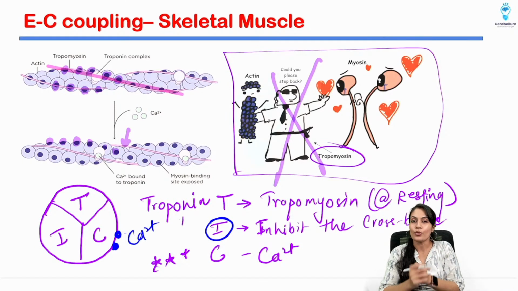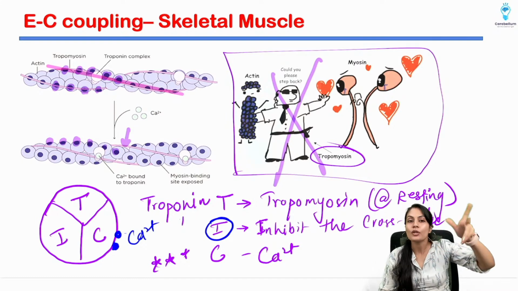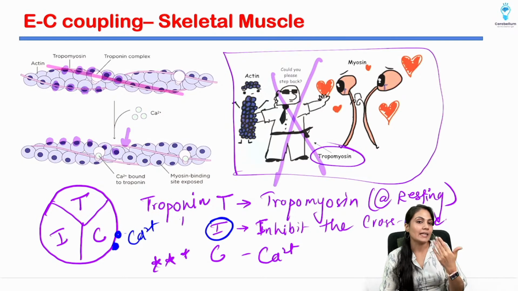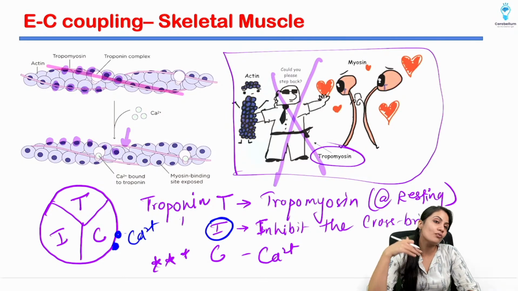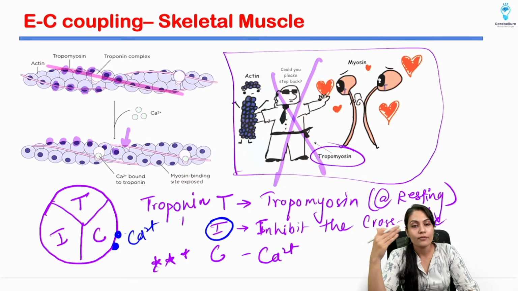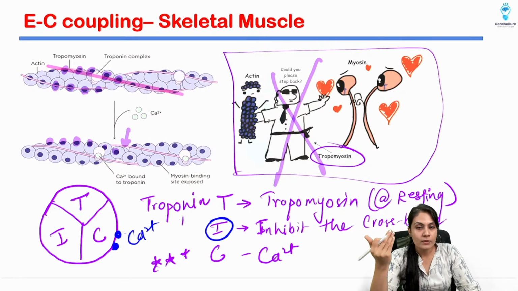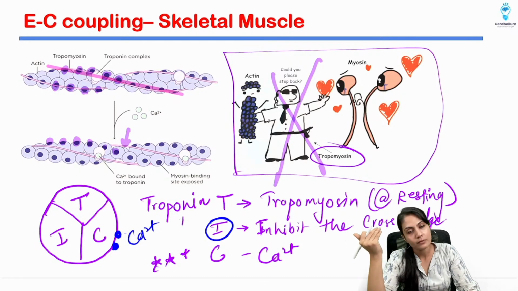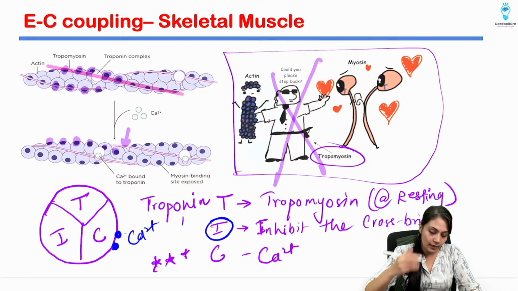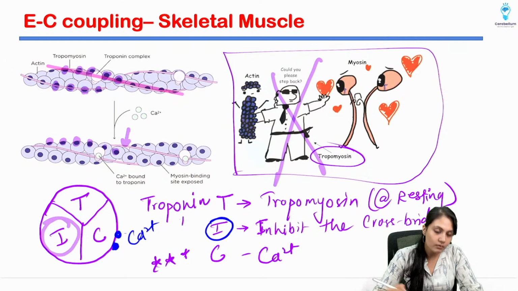As soon as it removes the tropomyosin, what is going to happen? Definitely this active site of actin will be available for the binding of the myosin, and that will lead to contraction. Okay, and as soon as the calcium is removed, let's say from the sarcoplasm or the myoplasm, what is going to happen? Definitely this troponin I will be activated again, right?